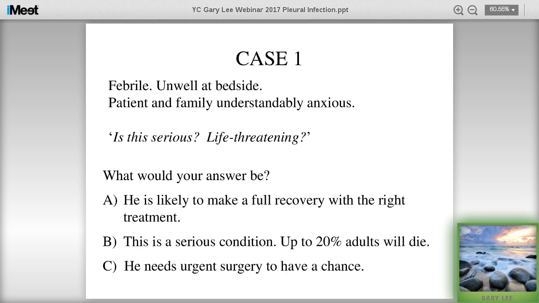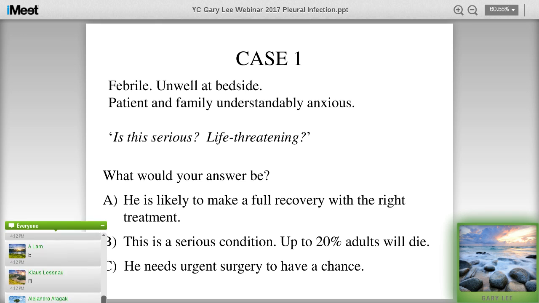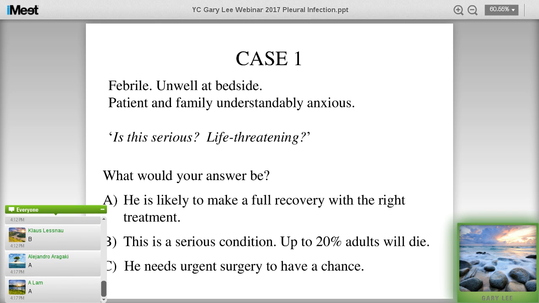Is this life-threatening? So how many of you would say that, there's no right or wrong answer, but I just want to poll the audience and see what you think, and there might be more than one answer that you feel is correct. A, whether you think he's likely to make a full recovery with the right treatment, or B, whether you would tell him that this is a serious condition and up to 20% of adults will die, and or C, whether he should go to cardiothoracic surgery in order to have a chance of survival.